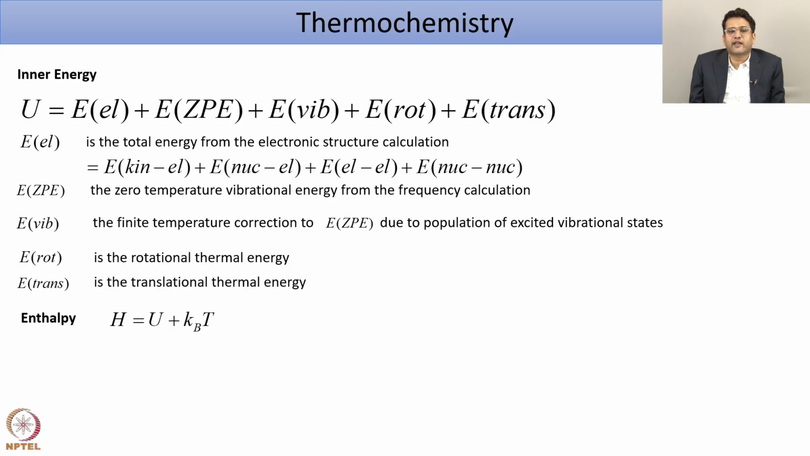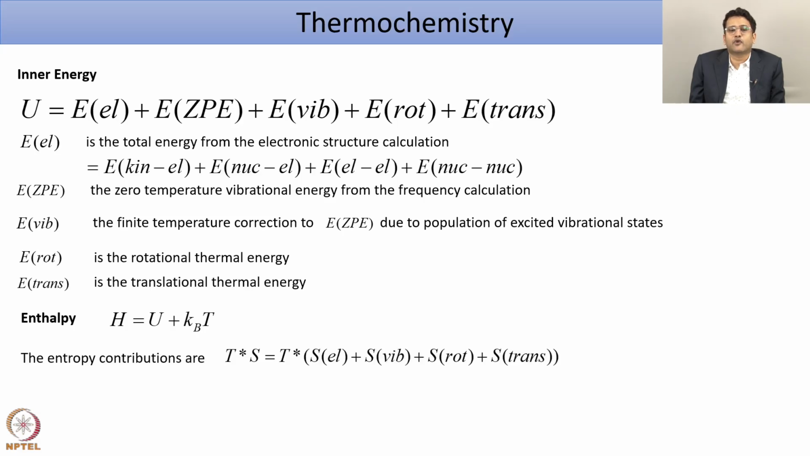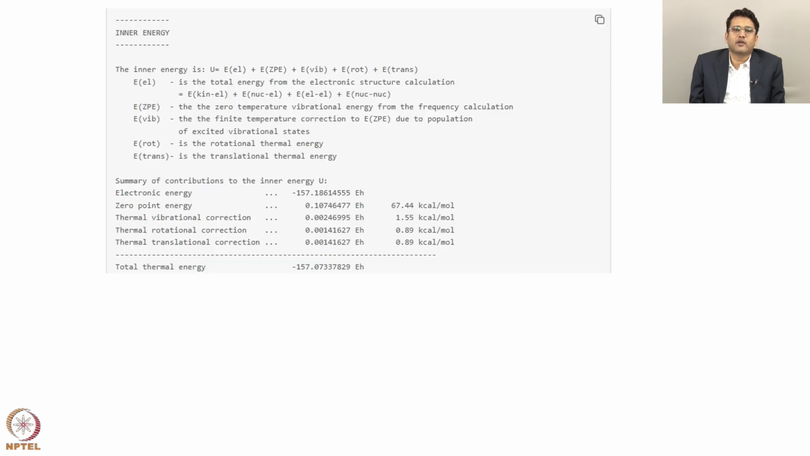And if you add the kBT to this, it gives you enthalpy. And if you also consider the entropy contribution, the entropy will also have electronic, vibrational, rotational and translational contributions, and you can get what is called the free energy in this case. So, let us now go back to the example we were talking about.